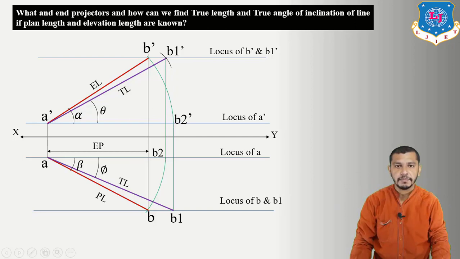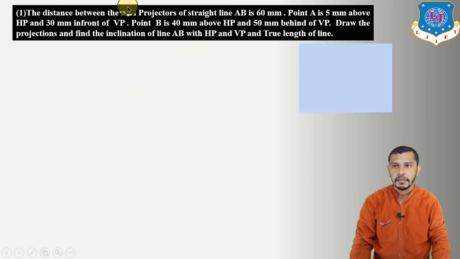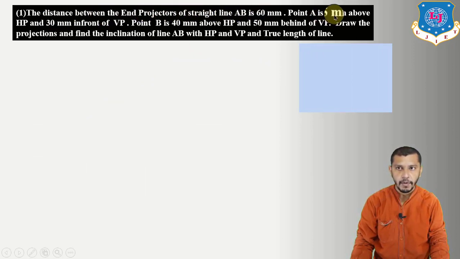So let's start with the first problem of end projectors. The distance between the end projectors of straight line AB is 60 mm. Point A is 5 mm above HP and 30 mm in front of VP. Point B is 40 mm above HP and 50 mm behind VP. Draw the projection and find the inclination of the line AB with HP and VP, and also find the true length of the line. So the given data is the distance between end projectors is 60 mm. So EP is equal to 60 mm.